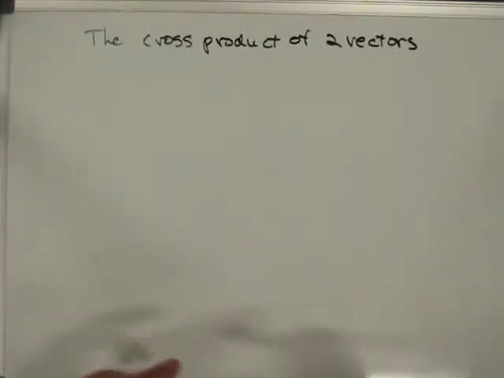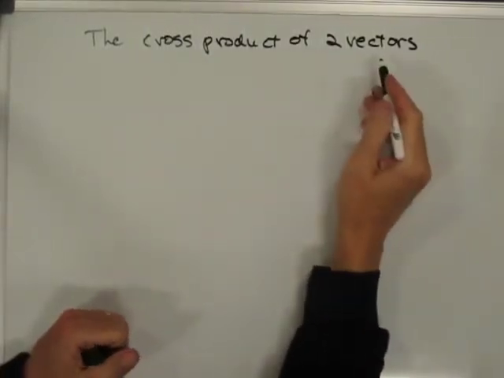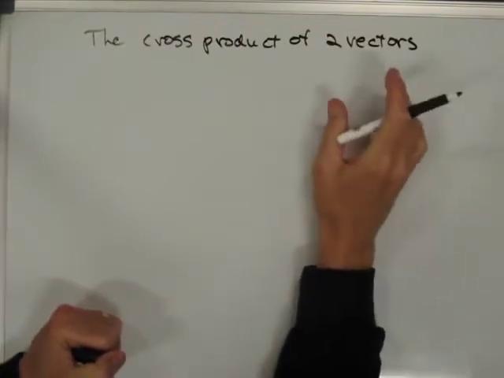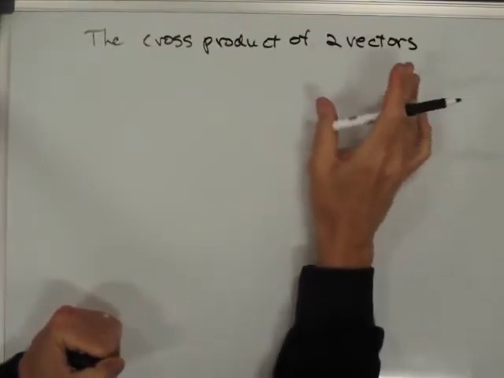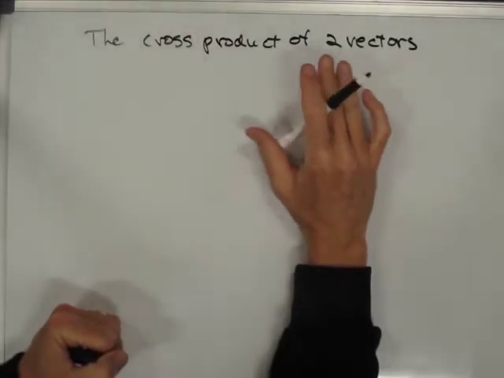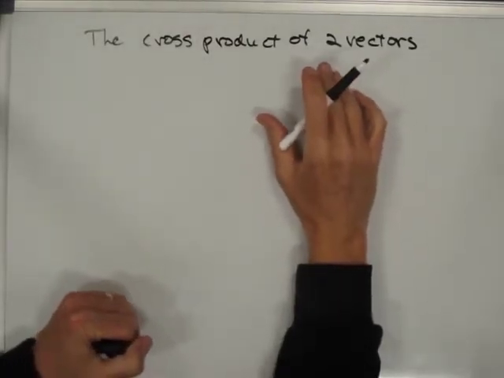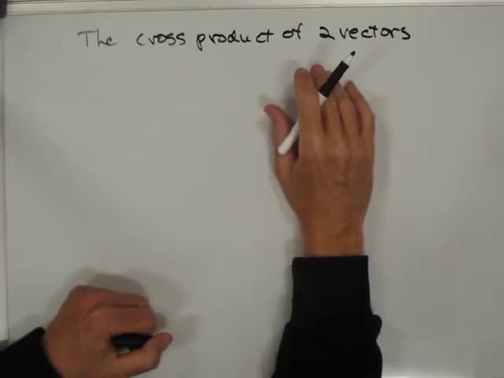So this is a brief mathematical digression on the cross product of two vectors. Hopefully you've seen this somewhere before, but if you haven't, you can learn it here, at least in a not extremely mathematical way, or at least in a way that might make mathematicians unhappy.